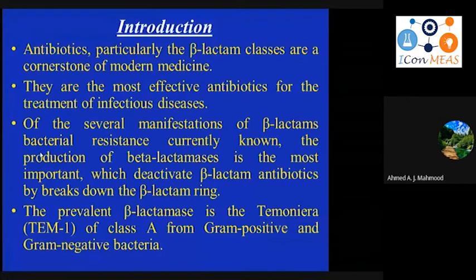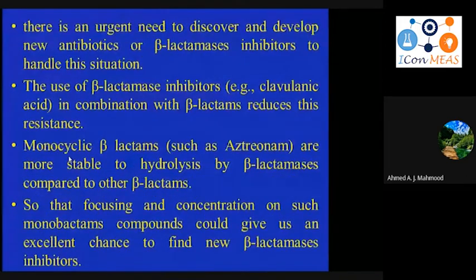Of the several manifestations of bacterial resistance currently known, the production of beta-lactamase is the most important, which deactivates beta-lactam antibiotics by breaking down the beta-lactam ring. The prevalent beta-lactamase is TEM-1 of class A, from gram-positive and gram-negative bacteria. There's an urgent need to discover and develop new antibiotics or beta-lactamase inhibitors to handle this situation. The use of beta-lactamase inhibitors, for example clavulanic acid, in combination with the beta-lactams reduces this resistance.